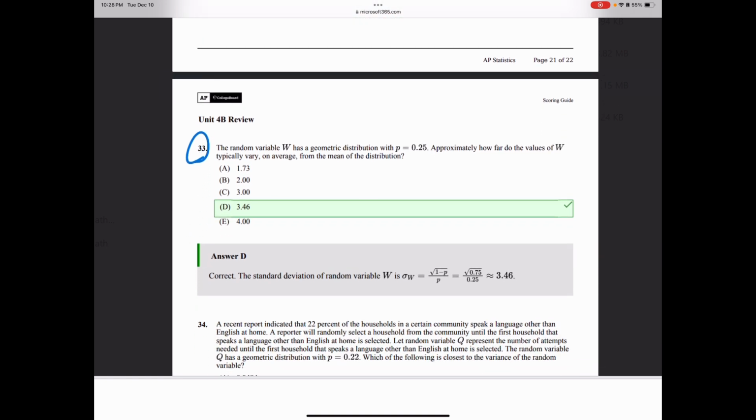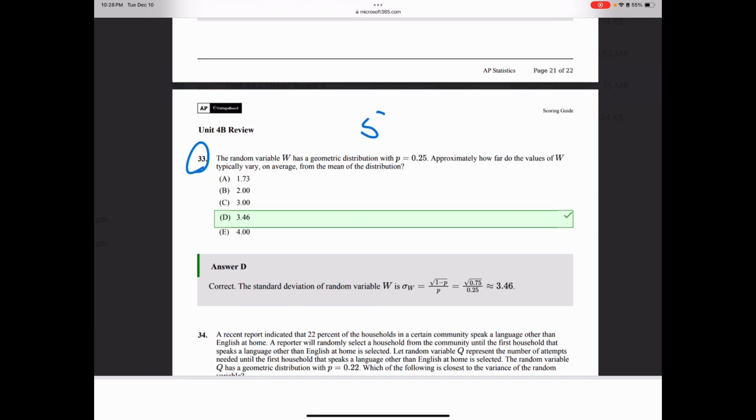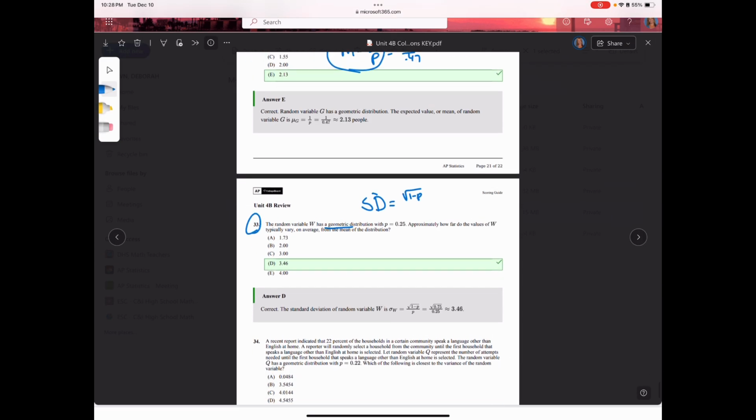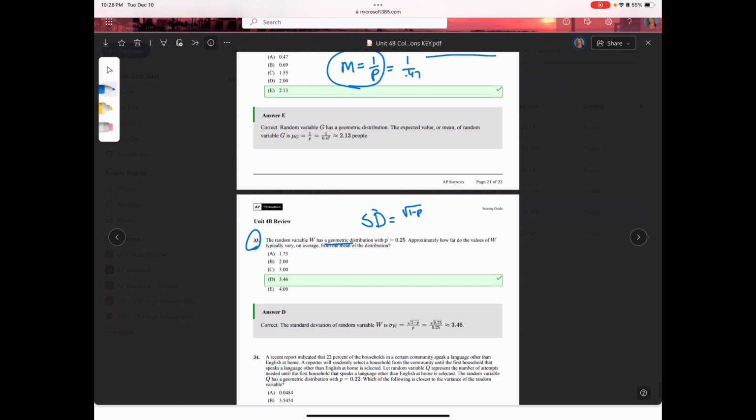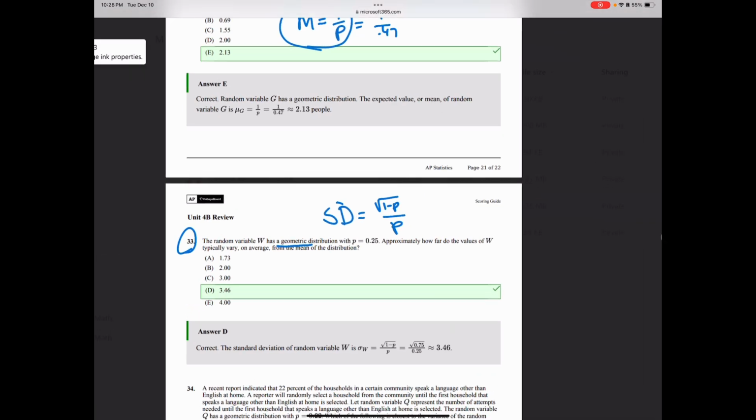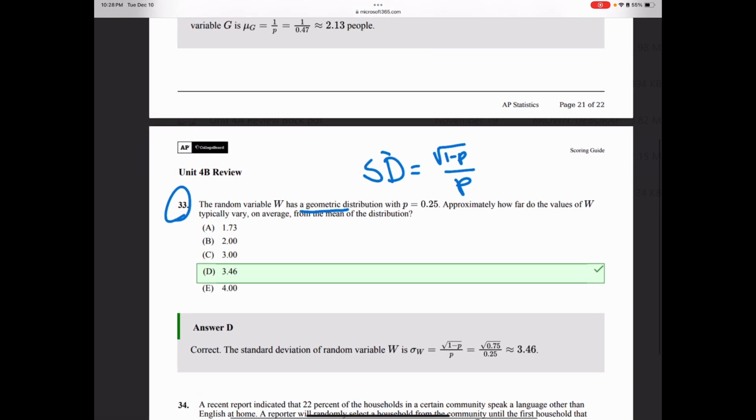Okay, for this one, it asks on average, how far will this vary from the mean? That's the definition of standard deviation. And standard deviation, well, let's see what we have. Oh, it tells me geometric. So that's going to be square root of (1 minus P) over P. Oh, we're stuck. There we go. Oh, right here. And we get 3.46. So that definitely is the definition of standard deviation.